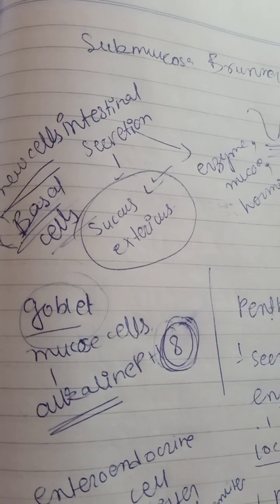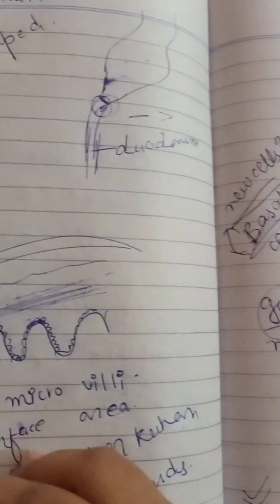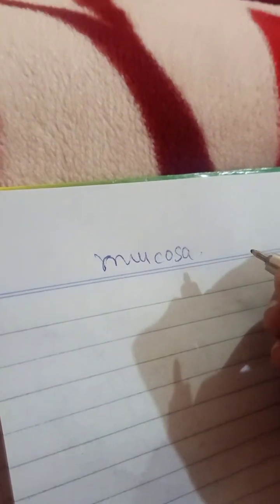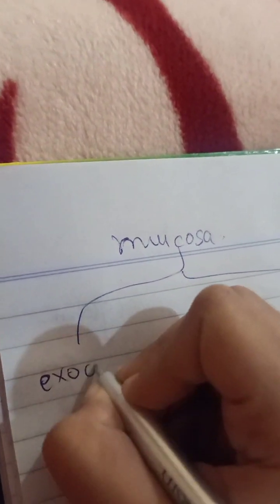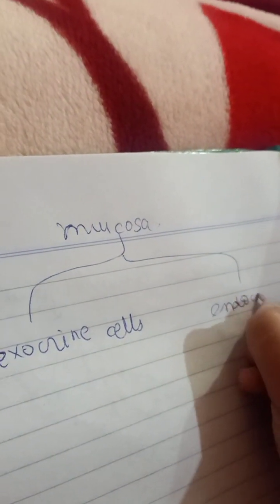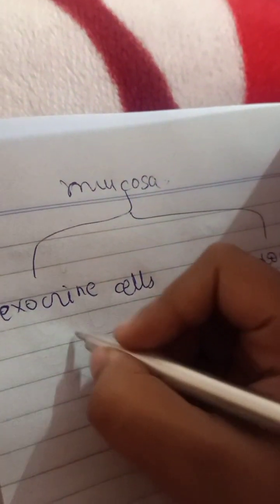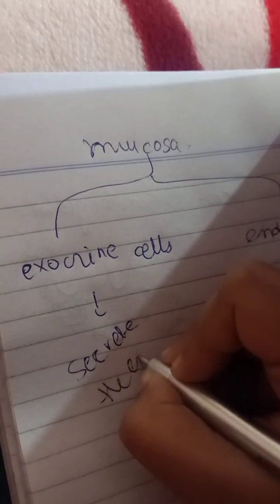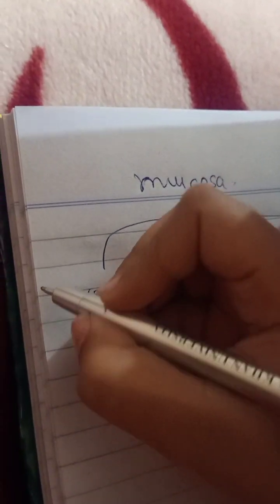Now if you're talking about the duodenum, the mucosa layer, which is the epithelial layer, it consists of two types of cells. Number one is the exocrine cell, second is the endocrine cell. Exocrine cells basically secrete enzymes. First of all, let's understand what exocrine is. Exocrine means they have a duct.